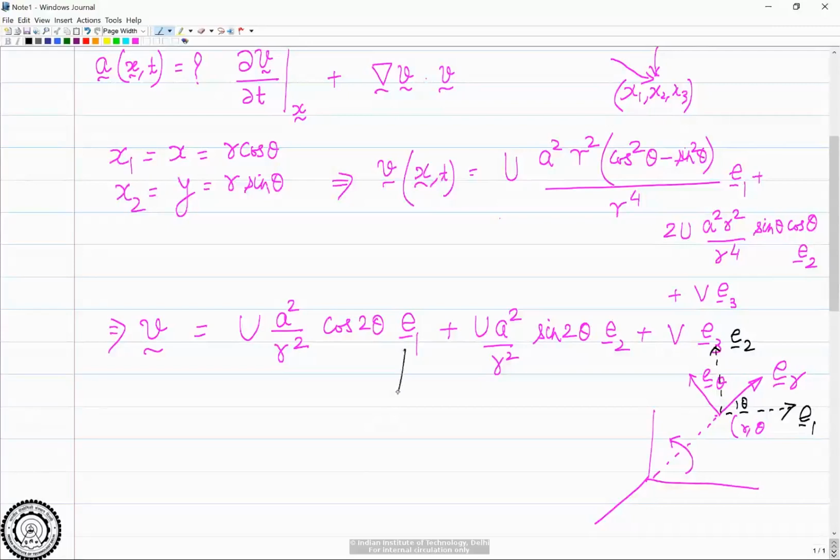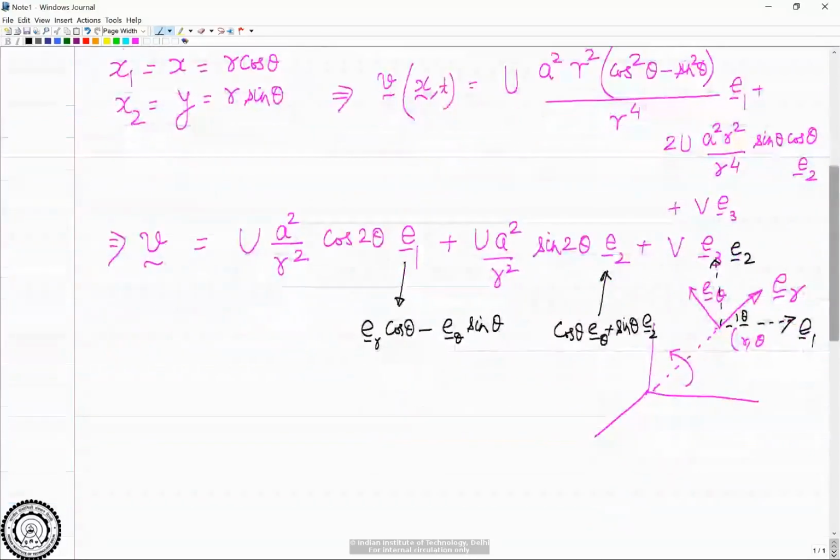So E1 becomes ER cos theta minus E theta sin theta, whereas E2 is cos theta E theta plus sin theta ER. Are you with me? I hope you can see it. You just have to resolve E1 and E2 along ER and E theta.